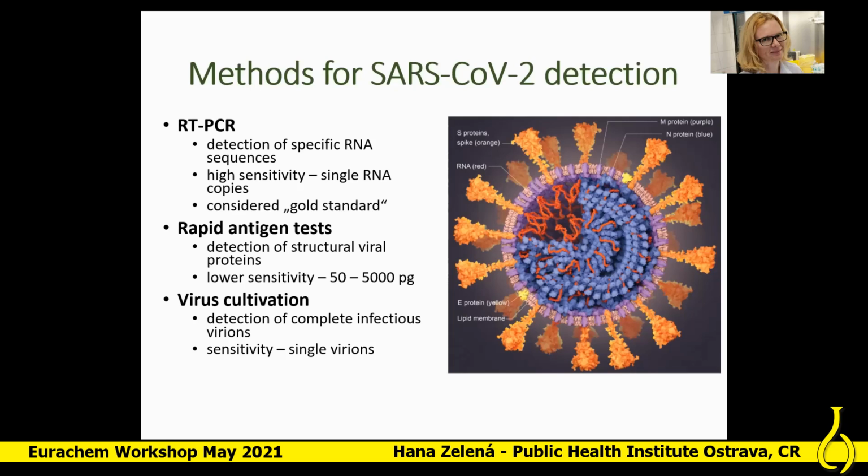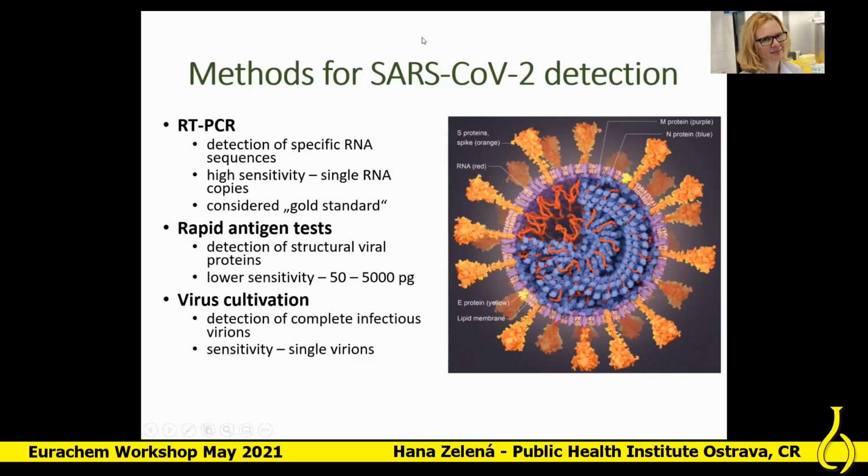Recently, there are also plenty of so-called rapid antigen tests, which are very simple because they don't need any specific laboratory equipment. So then we have rapid antigen tests, which detect not the RNA, but specific structural proteins, which are part of the structure of the viral particle.